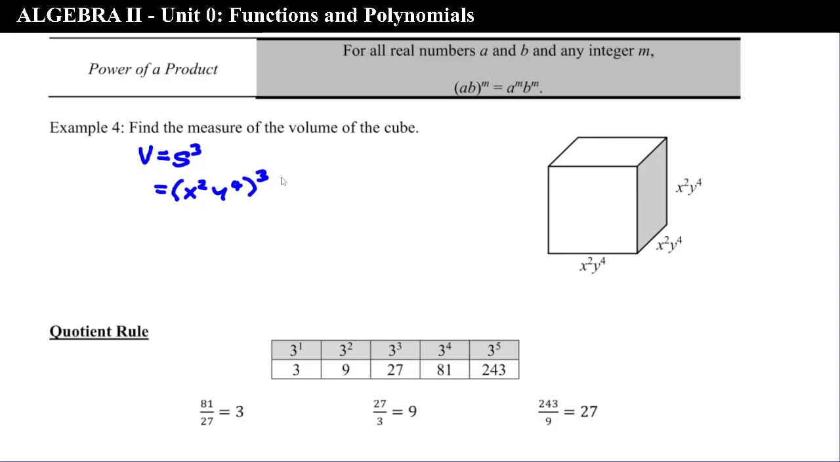In fact, this is where the term cube comes from. When we have something to the 3rd power, we say it's cubed. This example shows you why we call a 3rd power cubed. All right, back to the problem.